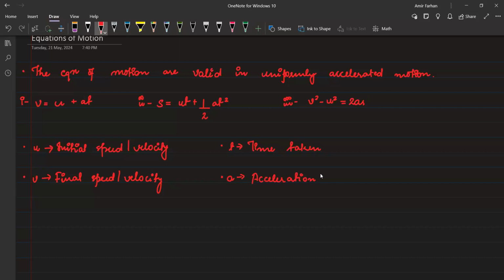Okay, everyone. A is acceleration, and S is distance or displacement. S is used for both distance and displacement. It depends on the question, on what the reference of the question is, so we will use it accordingly. Okay.